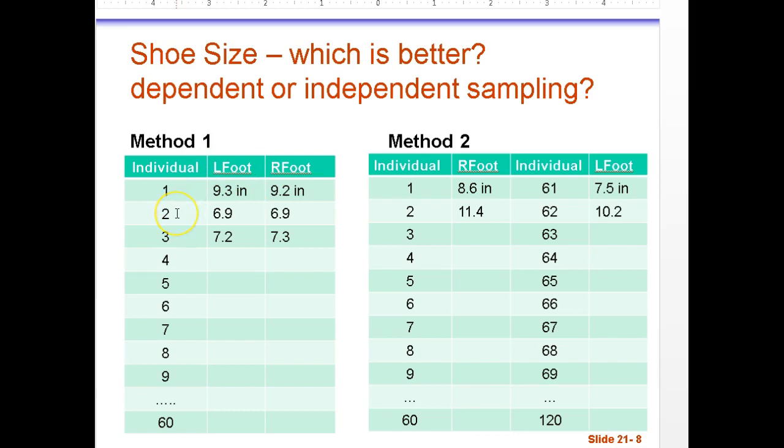We go to another randomly chosen person, number two. We measure their left foot. We also measure their right foot. And we are going to do this all the way down for our 60 individuals. We will have 60 left foot measurements and 60 right foot measurements.